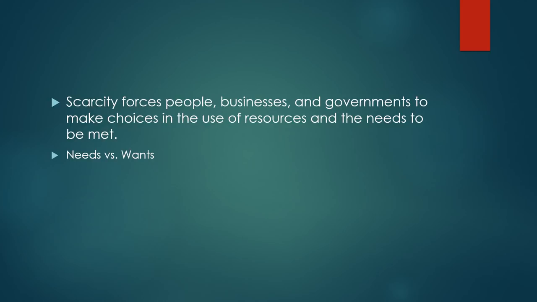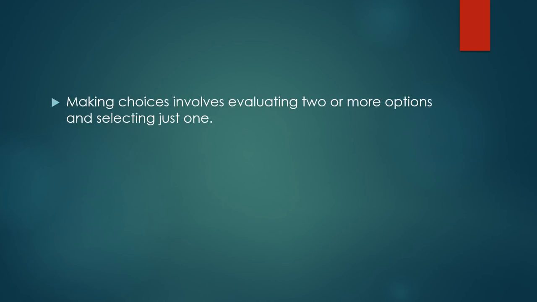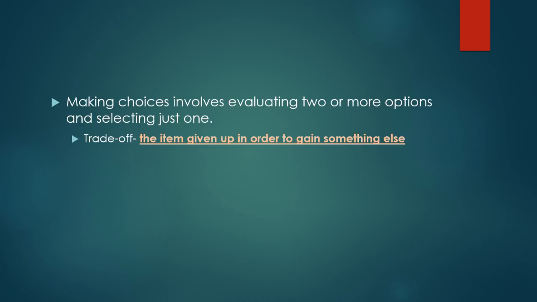So we're going to talk about the whole concept of needs versus wants when we talk about this together in class. Making choices involves evaluating two or more options and selecting just one. Trying to figure out what your best option is going to be important in any situation you find yourself in. So what we consider that to be is trade-off. Trade-off is the item given up in order to gain something else.